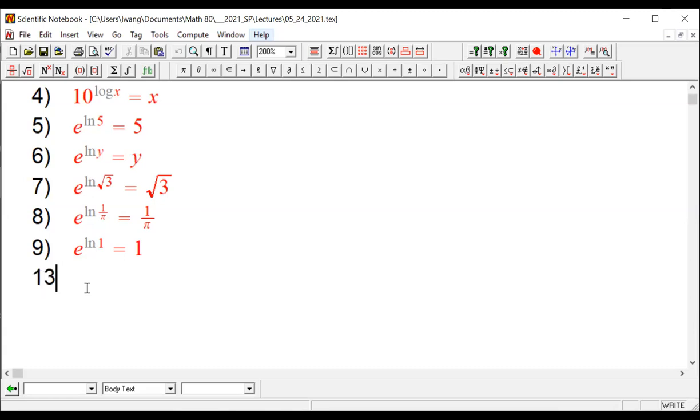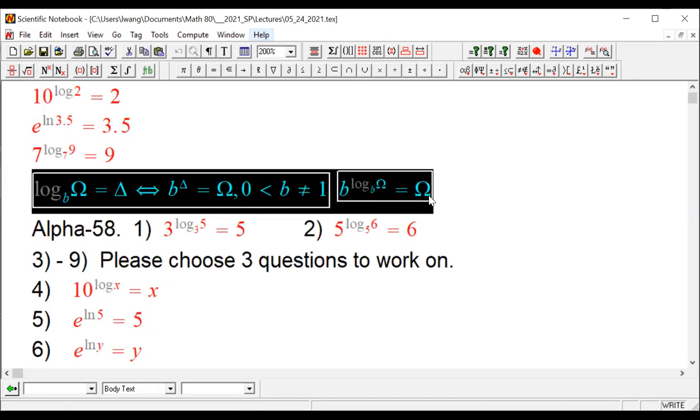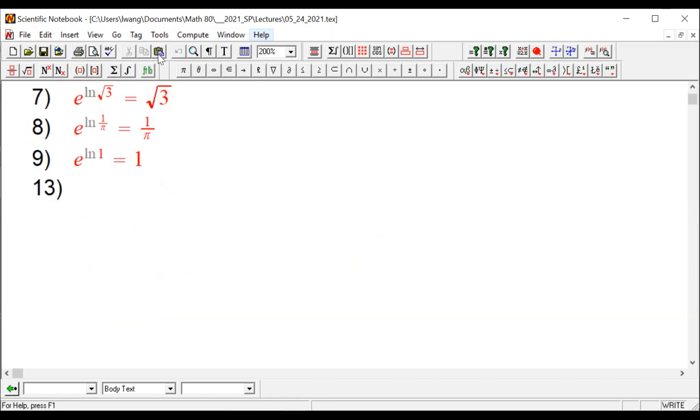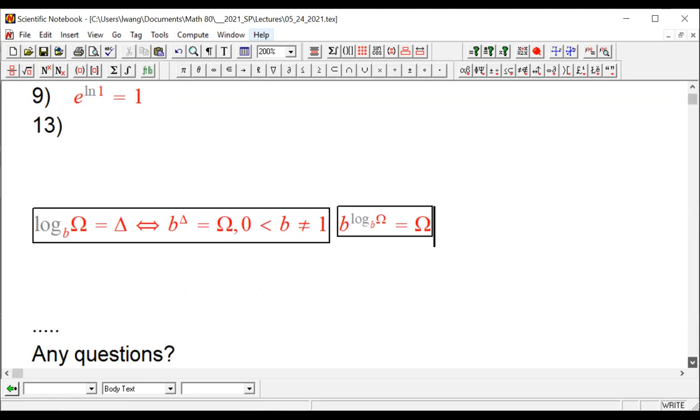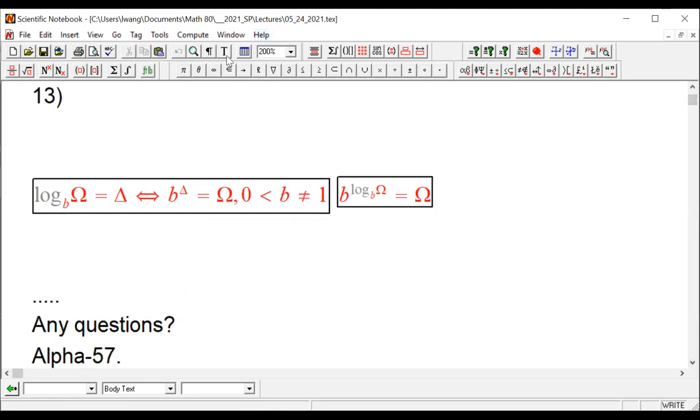Let's do number 13. Okay, I'm still going to bring these properties with us. Number 13, we have e raised to the power 2 times ln 3. What would that be? Does that equal 3? I'm afraid not, right? Because even though the exponential base is e, the log base is also e, there's an extra number in front of ln.